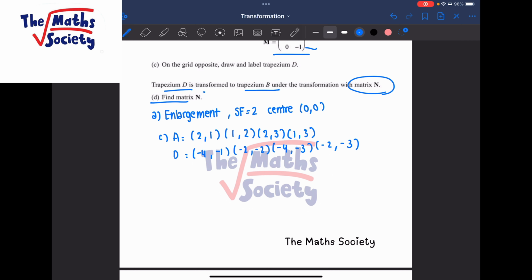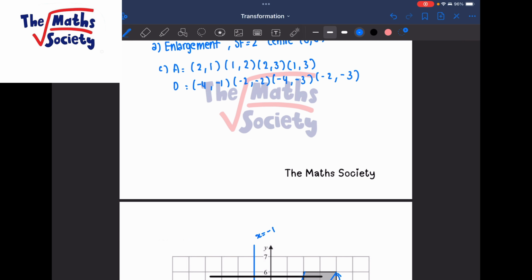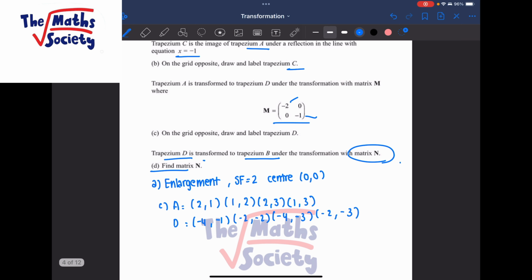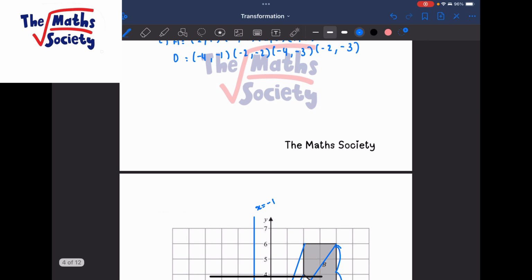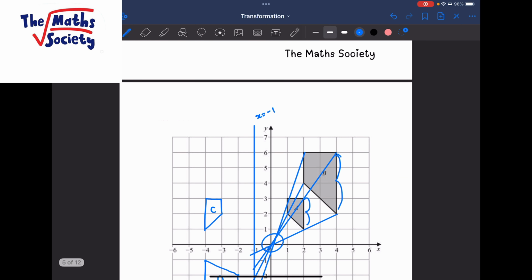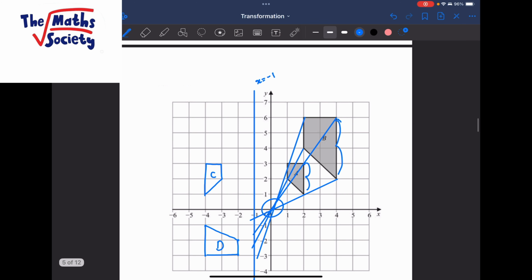So yeah, we are done with D, and it says trapezium D is transformed to trapezium B under the transformation with matrix N. This time we need to find the matrix N. So now let's try to figure out what the coordinates of B are so we can compare it with D and see what the multiplying factors for the matrix are. So yeah, D, and then we have to get B coordinates, right? B coordinates were 2, 4, 4, 2. And then it is 2, 6, 4, 6.